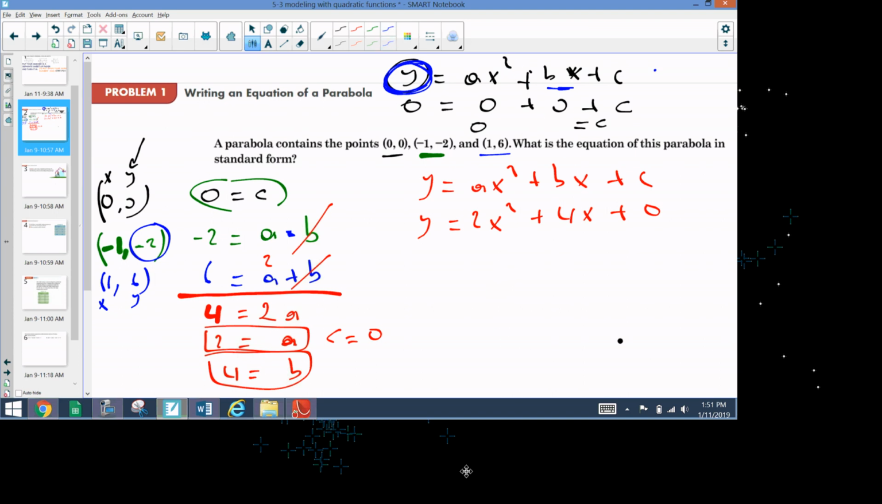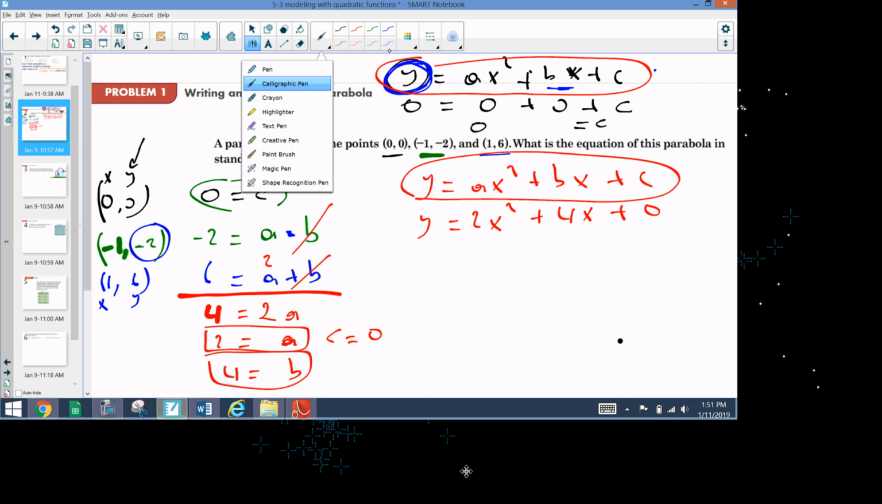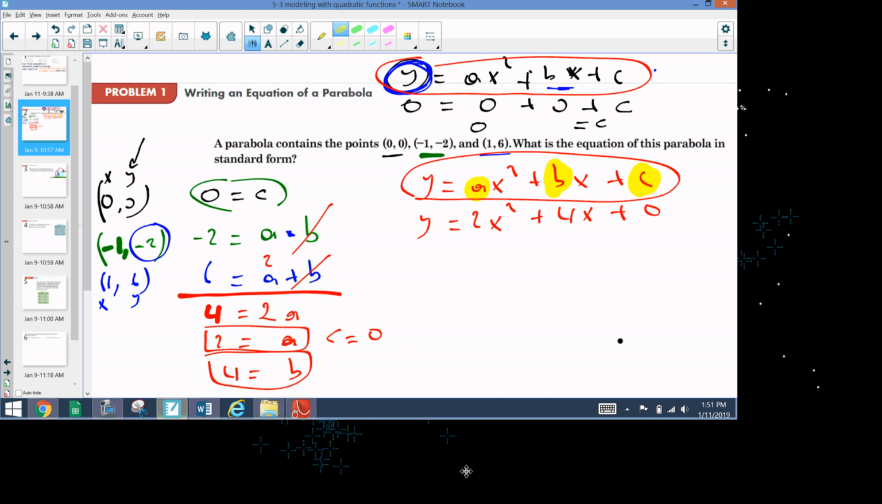So I brought the standard form here, and we already know these numbers, right? What is A? What is B? What is C? We just substitute those. A is equal to 2, as you guys know here, and then B is equal to 4. Substitute. And C is equal to 0. We don't have to write this one. Any questions? Comments? Complaints?